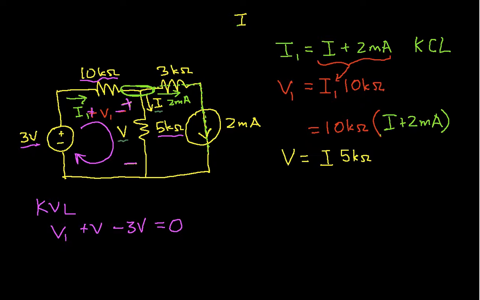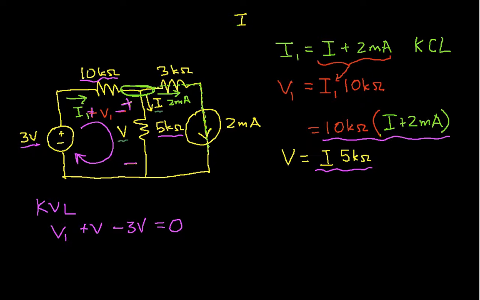Okay. Now I know what V is in terms of I. It's given by this. I know what V1 is in terms of I. It's given by this. I can now substitute everything that I know into this equation and have one equation in terms of I. Since I have one equation with one unknown, I can solve it for I and we'll be done. Well, we still have to find V, but that's not very hard.